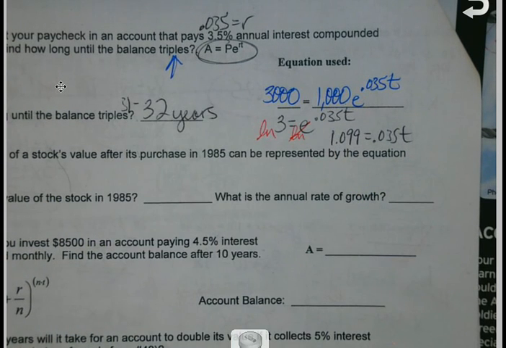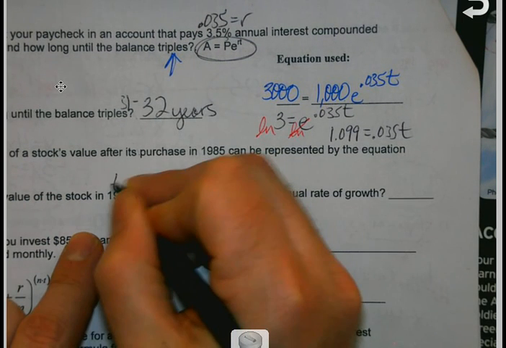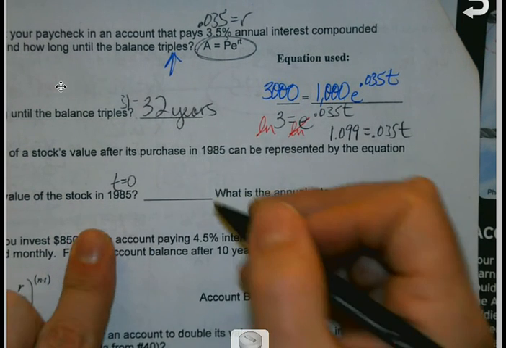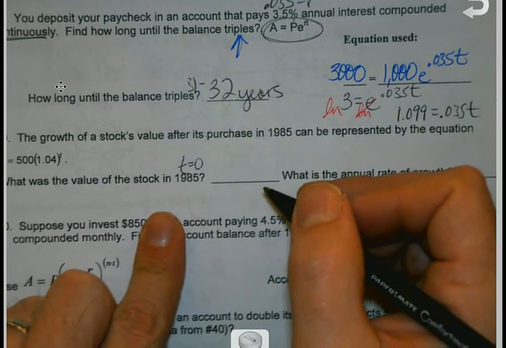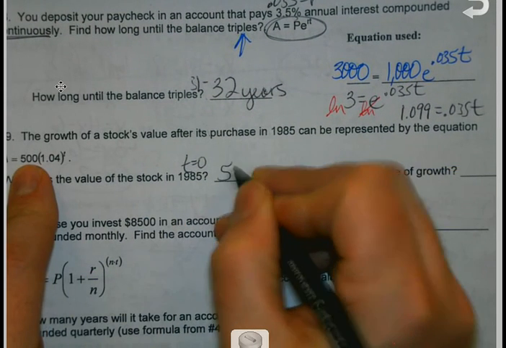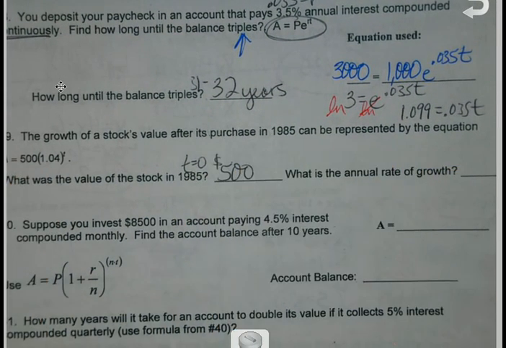Okay? Growth of a stock's value after its purchase in 1985 can be represented by the equation A equals 501.04 to the T. What's the value of the stock in 1985? That's my base year. That's when T equals 0. And whenever T equals 0, you're just going to get the initial price back.